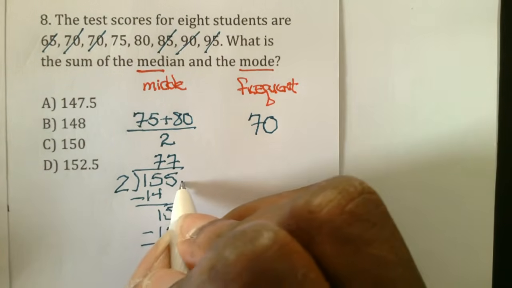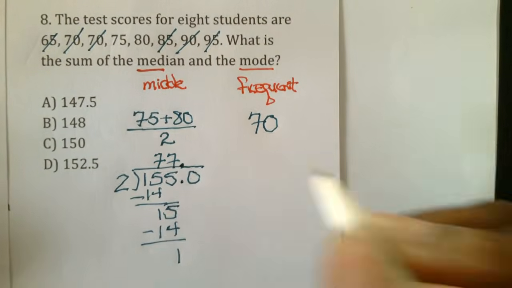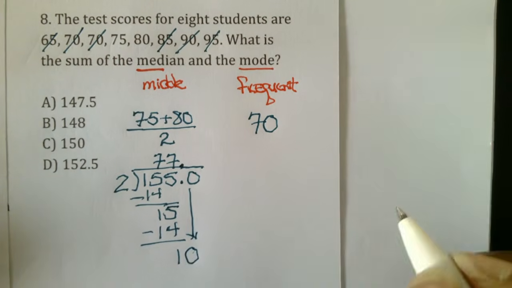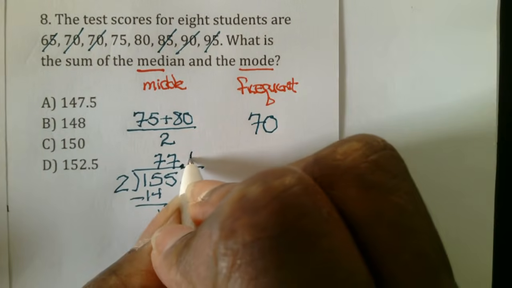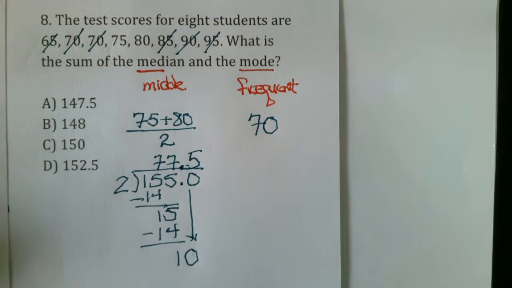So now, if I want it as a decimal, I add my decimal point. And now I'm going to add a 0. I'm just going to bring down 1 0. So how many 2's can go into 10 instead of 1? There'll be 5. So yep, 77.5. So that's our median.